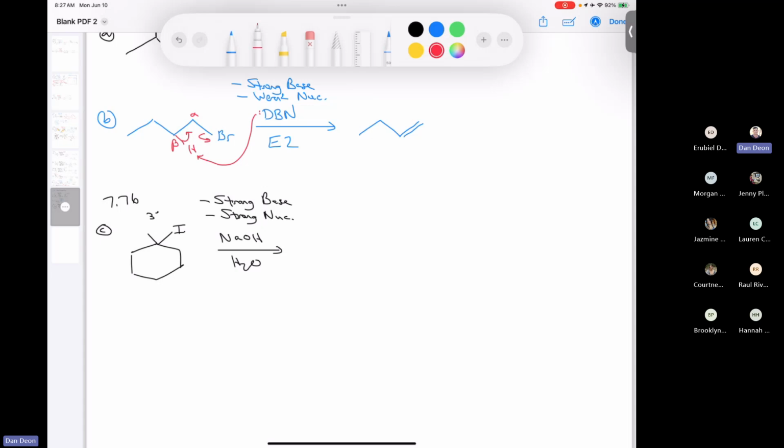So let's see here. We've got two types of beta protons. We have this type in red, and we have this type in blue. Could anybody tell me, and it's not a trick question, which one would be preferentially abstracted to make the alkene? Would it be the red or the blue in this case with sodium hydroxide? Would it be the red proton that gets ripped off to make an alkene? Or the blue? Because we're just looking for the major product here.